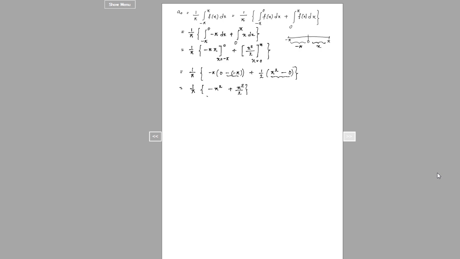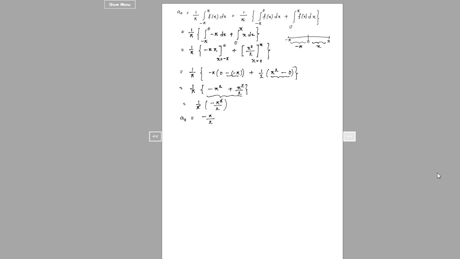Now simplifying this, it is of the type 1 by 2 minus 1, or minus 1 plus 1 by 2, which is nothing but minus 1 by 2. So you're left with 1 by pi times of minus pi square by 2. So cancel one term of pi, you're left with minus pi by 2.